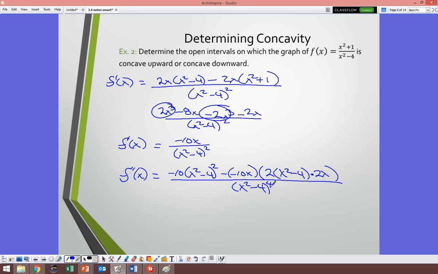Can I factor first? Yeah. I'm going to take out an x squared minus 4. And I'm going to be left with negative 10 times x squared minus 4. So I took out one of those. Minus negative 10x times 2x times 2, so it's going to become plus. That's going to be 10, and I have these over here.